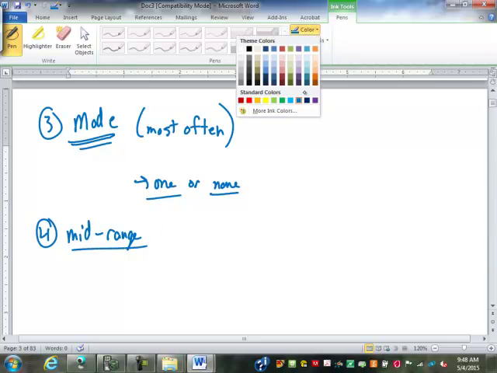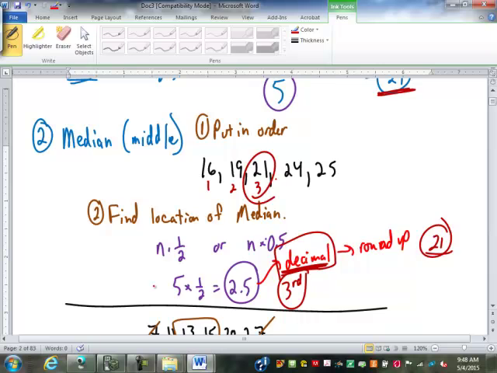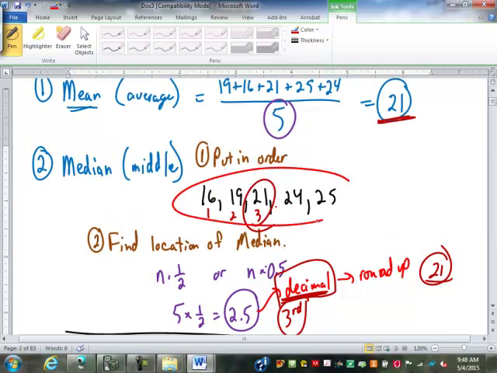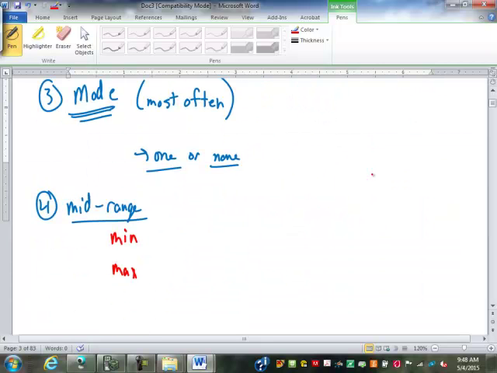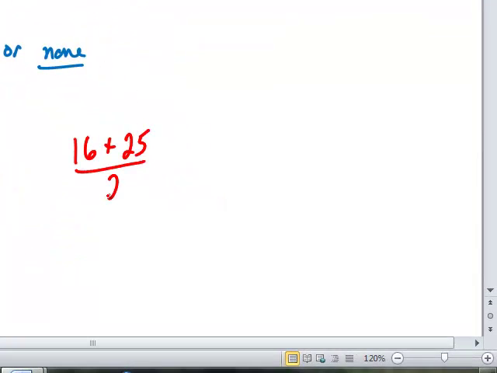To do the mid-range, we need the minimum, which is the smallest number, and the maximum, which is the largest number. Let's just go up to this list up here, because we had both the mean and median for this. The minimum is 16, the maximum is 25. So the mid-range is found by adding the minimum and maximum and dividing by 2. In other words, you're averaging the minimum and the maximum. That's 41, so you get 20.5.